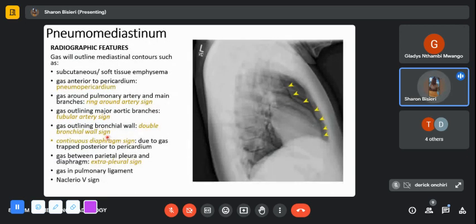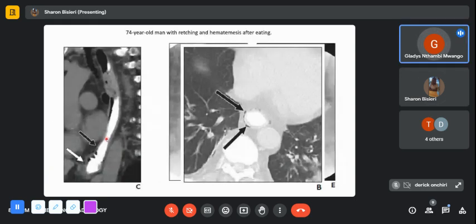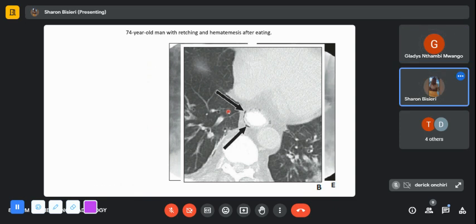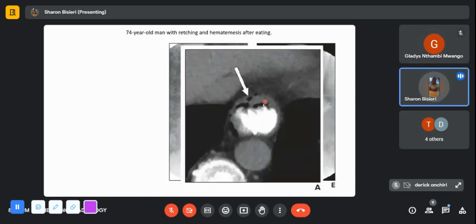So all of these are signs that we've already looked at. If you go back, the air is tracking within the esophageal wall, isn't it? The black arrow? Some of it is definitely within the mediastinum, but some of it is tracking within the wall. Yes, that's true. I think it was even very clear on this one. Yeah, it's within the wall, and then also external.